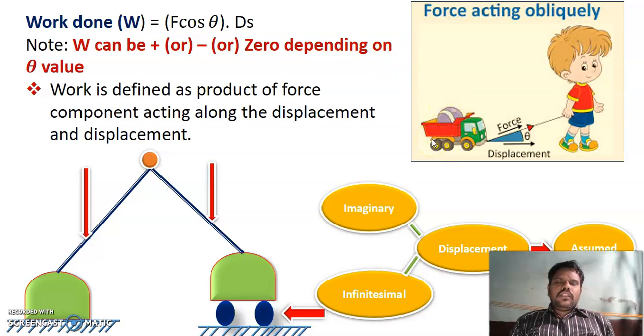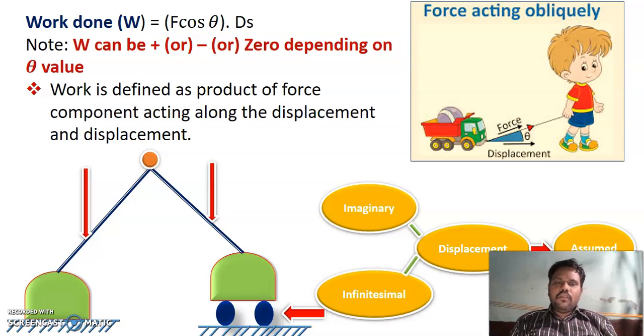When a body is subjected to an external force, the body gets displaced from position 1 to position 2. In moving the body from position 1 to position 2, the work is said to be done. Work is defined as the product of the force component along the displacement into the displacement. Note, the work can be positive or negative or zero depending on the angle between the force and the displacement.